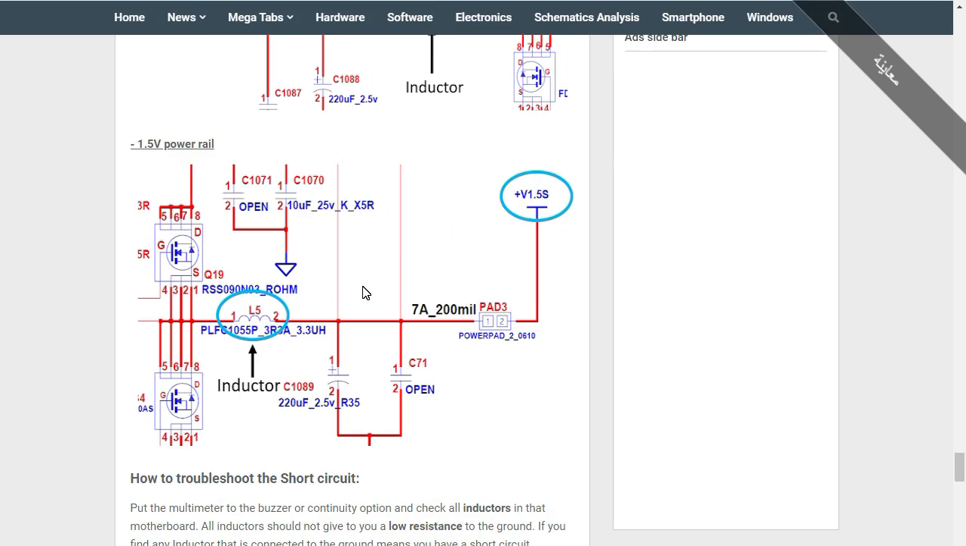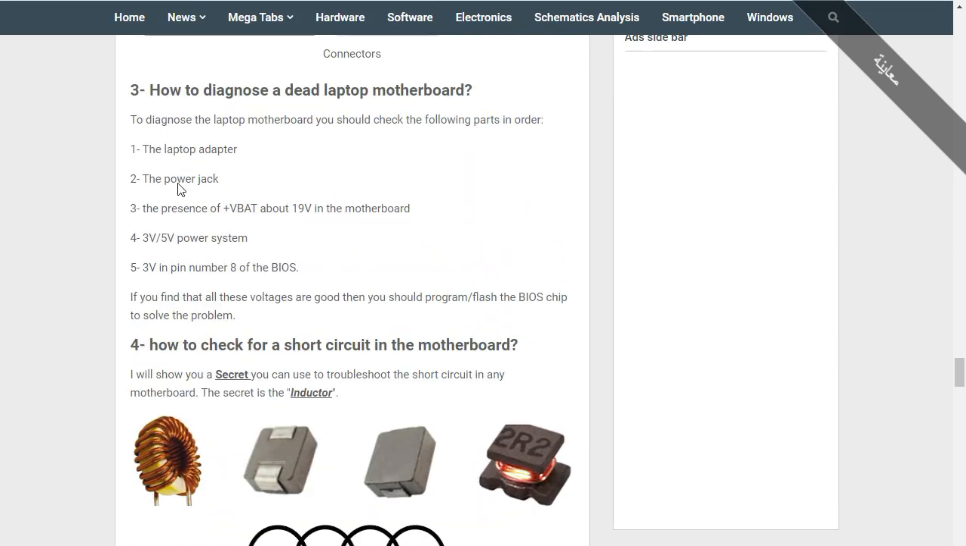Okay, so after you check the laptop adapter, as I told you before, you should move on to the power jack. But before checking the power jack, you should first do a visual inspection of the whole motherboard in order to see if all components are okay or not. As I told you before, many technicians and engineers neglect the visual inspection, but I cannot neglect it, because using just the visual inspection, you can detect about 50% of problems.